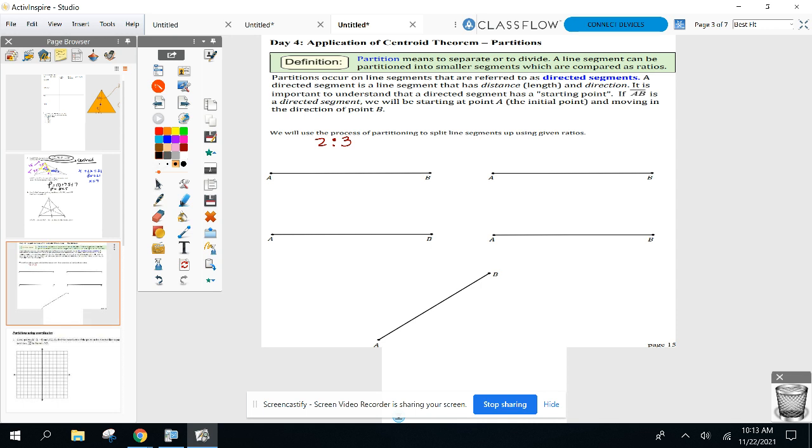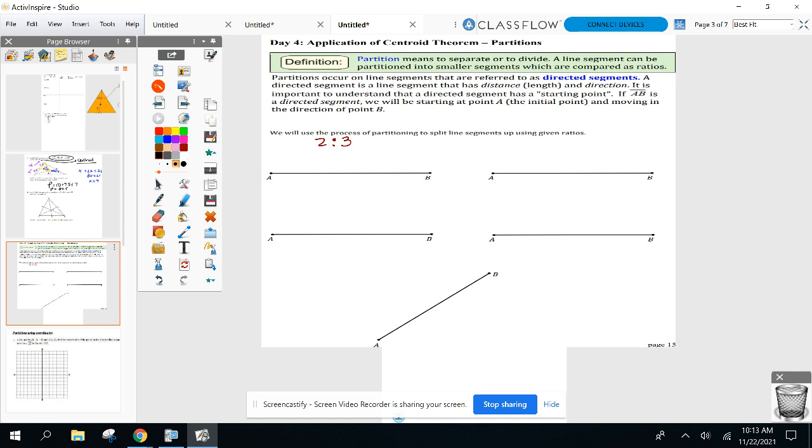First place we need to start, everyone: how many equal parts am I going to have to break it up into? If I want to find a point that breaks it up into 2 pieces to the left and 3 pieces to the right, how many equal pieces am I going to need? 5. Everyone agree? 2 to the left, 3 to the right. I have to break it up into 5 total. So do your best right now. Put points on the segment that break it up into 5 little segments.